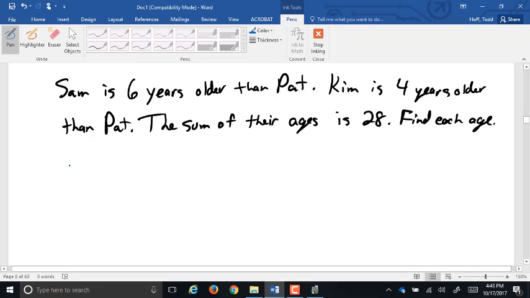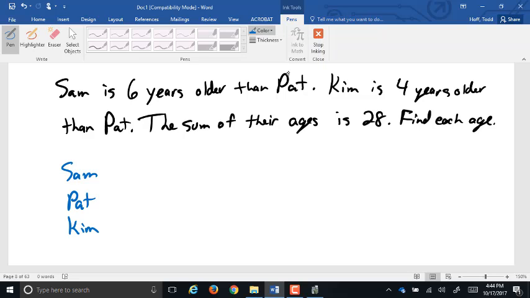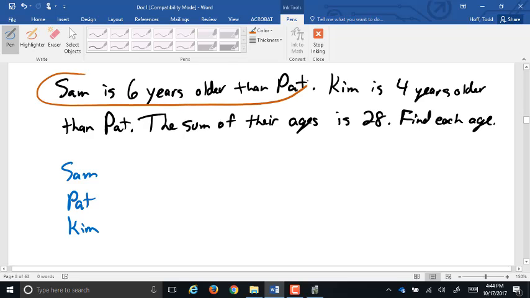So we've got 3 people here. We've got Sam, Pat, and Kim. Let's start from the beginning. Sam is 6 years older than Pat. So can I describe one of those in terms of the other?